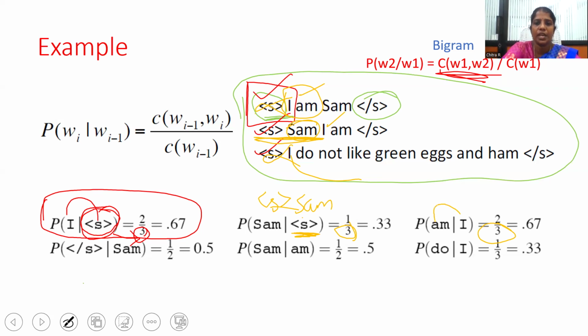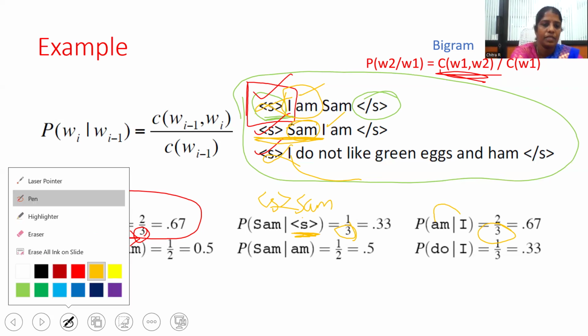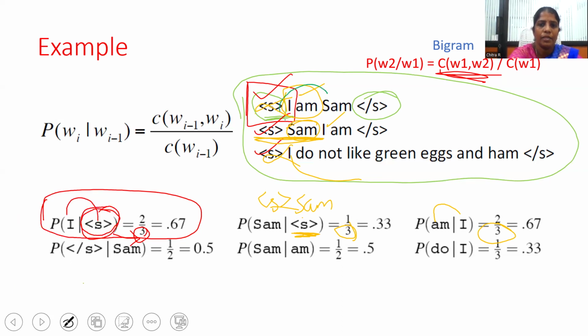And for the numerator, I am. Check how many times I am is available. Yes, 2 times. Here one I am is there, and here one I am is there. So write this as 2. This is the probability.